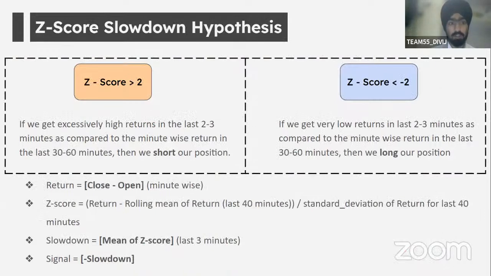So the Z-score slowdown hypothesis: whenever our Z-score is greater than the 60th percentile of the mean Z-score, then we will take our short position. Whenever the Z-score is less than the 40th percentile, then we will take a long position. The algorithm for this is: return is equal to close minus open, Z-score is return minus rolling mean divided by standard deviation, slowdown is the mean of the last 3 minutes, and signal is the negative of slowdown.